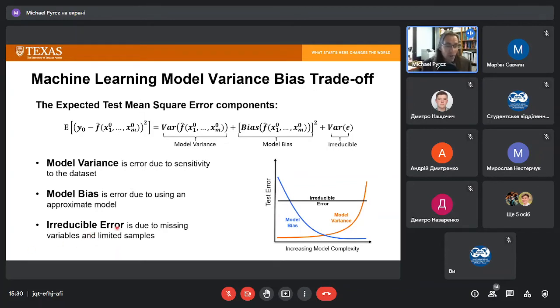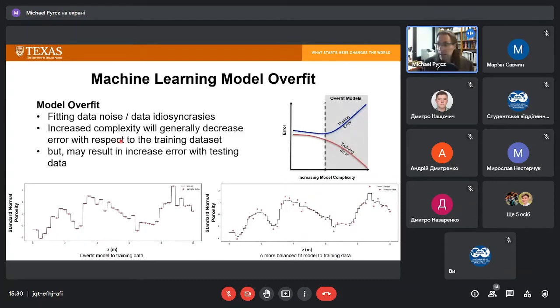That's irreducible error. Okay, and irreducible error does not depend on the model complexity. It depends on the data. So it's constant. If you take model bias, model variance and irreducible error and you add them together, you get the expected test mean squared error. Now, what does that look like?